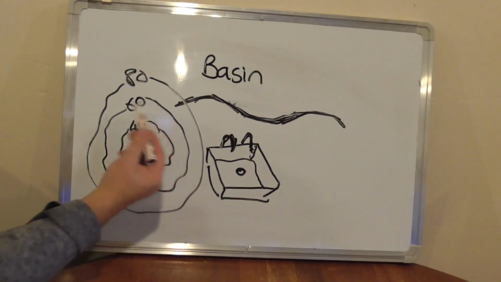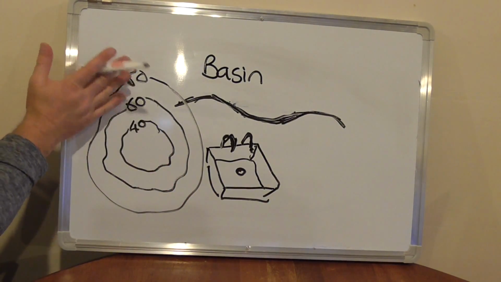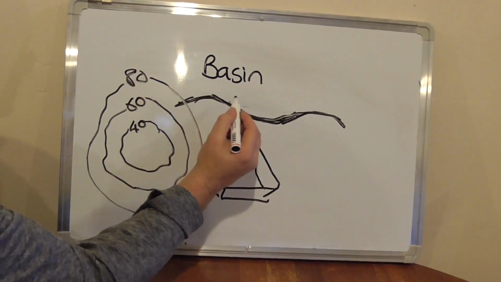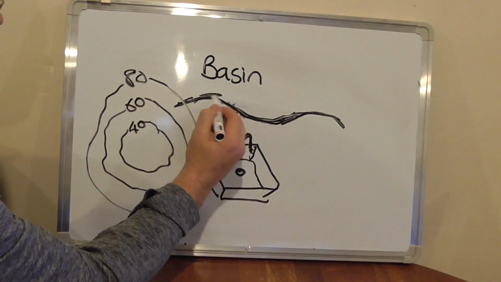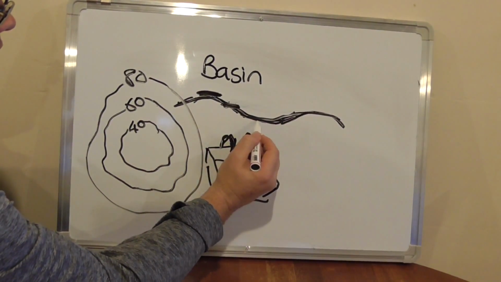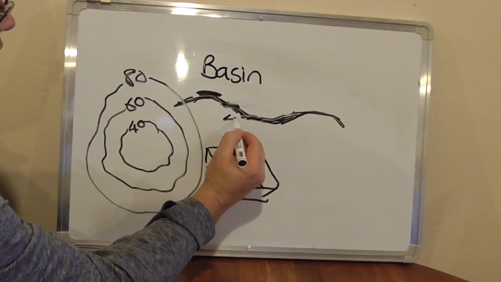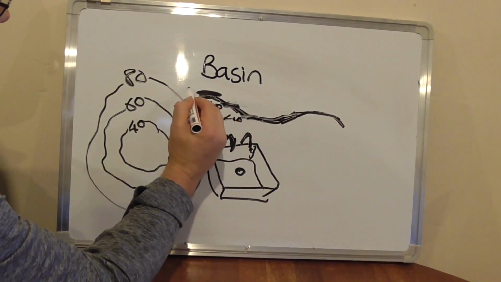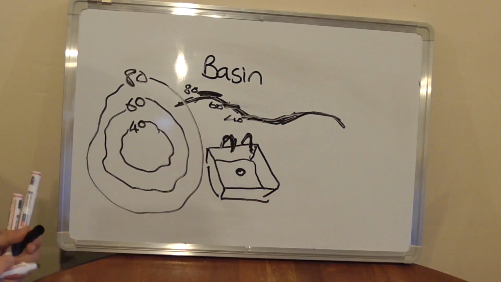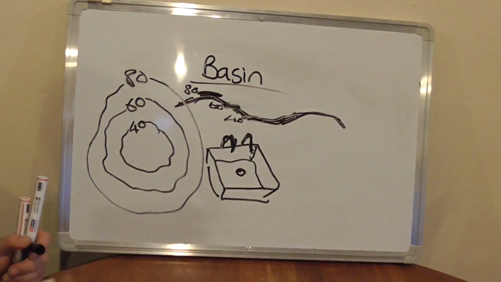Then obviously it would be a basin because the ground is going in. So let's say 80 meters at the top here, 60 meters here, and 40 meters there. So there's the 40, there's our 60, and there's our 80. So the basin would be going in. So you might hear somebody say a basin.